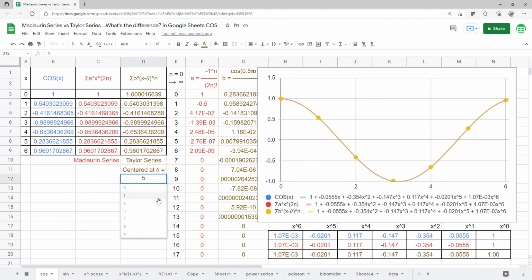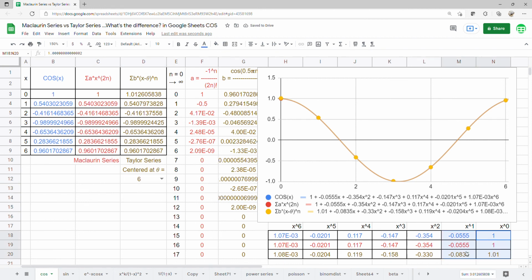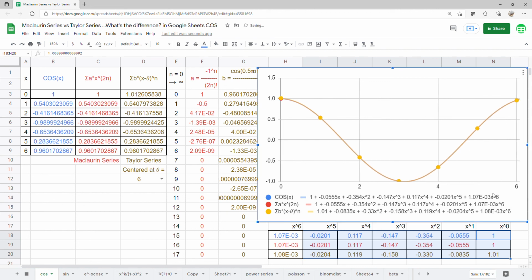So center at 6. There's a slight error now. But they're still collinear. And the polynomials, there's an error on the last term. There's a slight error on the same. They're all the same. So this completes the use of the series sum function, LINEST polynomial regression, cosine in the Taylor series and Maclaurin, comparing Taylor series and Maclaurin series of cosine function in Google Sheets.